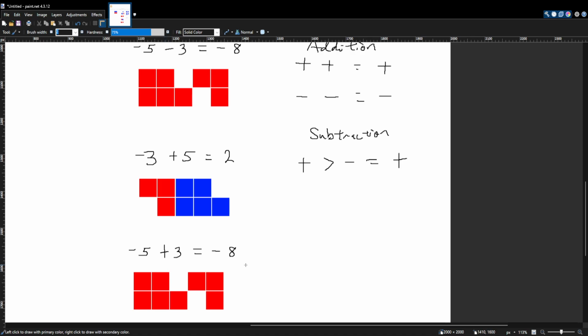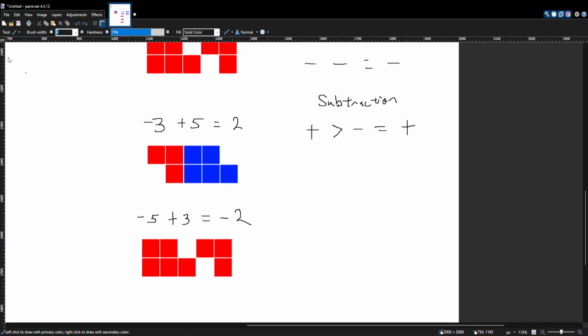-5 plus 3, well, we're going to end up getting -2. The result here is that these 3 here are positive values, and so we get the same type of cancellation effect. These 3 negatives and these 3 positive are going to cancel each other out. I'm going to be left with 2 negative tiles. And so if I have more negative than I have positive, that's going to equal a negative result.